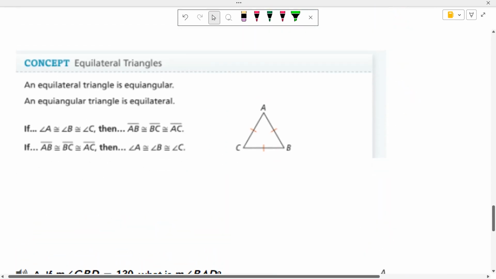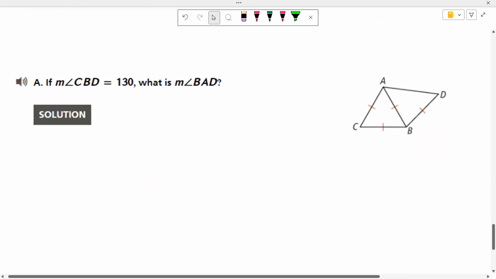All right, equilateral triangles. Every equilateral triangle is equiangular. Every equiangular triangle is equilateral. Because they're isosceles triangles too. So the sides opposite these two congruent angles are congruent. The sides opposite of these two congruent angles are congruent. And so everything's congruent there. Okay, all the sides are congruent, all the angles are congruent. So an equilateral triangle is an equiangular triangle.